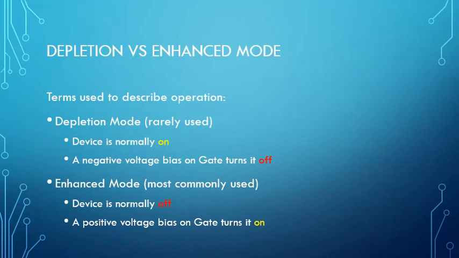Enhanced mode is the one that we use, most commonly used. The device is normally off, like a regular transistor is normally off. And then you put a positive voltage bias on the gate, and that turns it on.